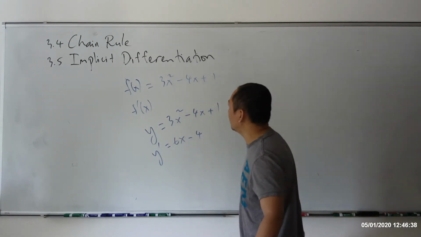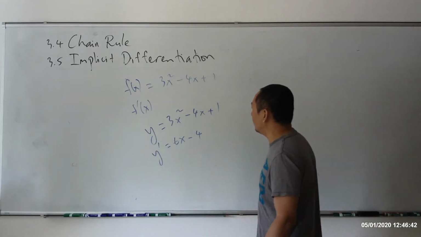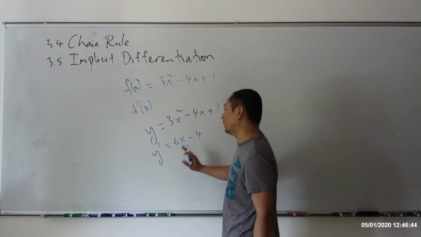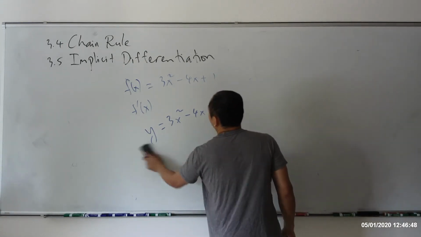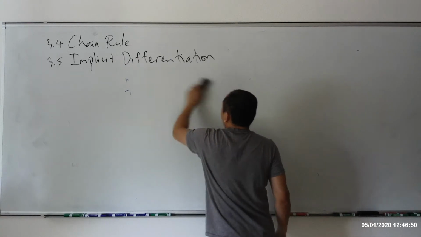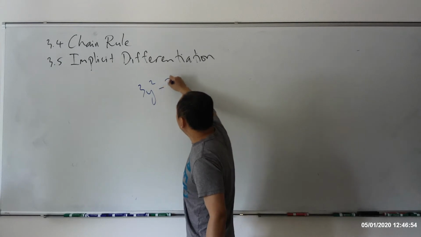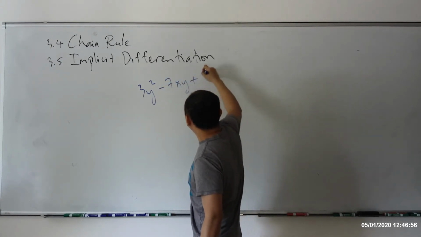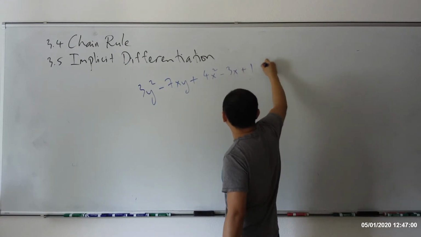That's explicit. Okay? And in many cases you don't have a function, I should not say function, an equation that looks nice anymore. You may have something like this. Say 3y squared minus 7xy plus 4x squared minus 3x plus 1 equal to 0.